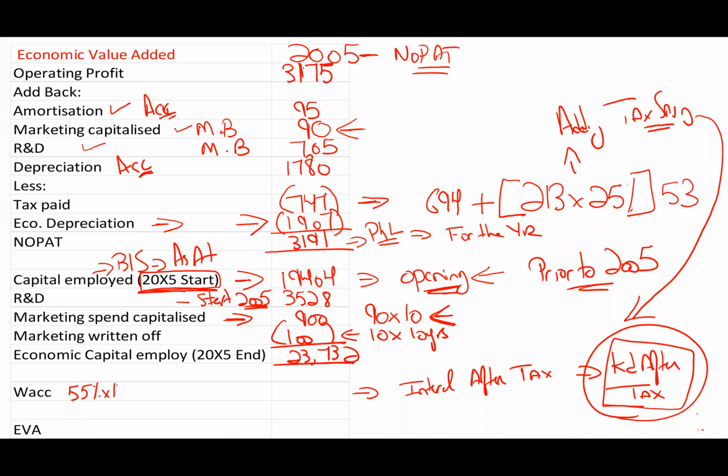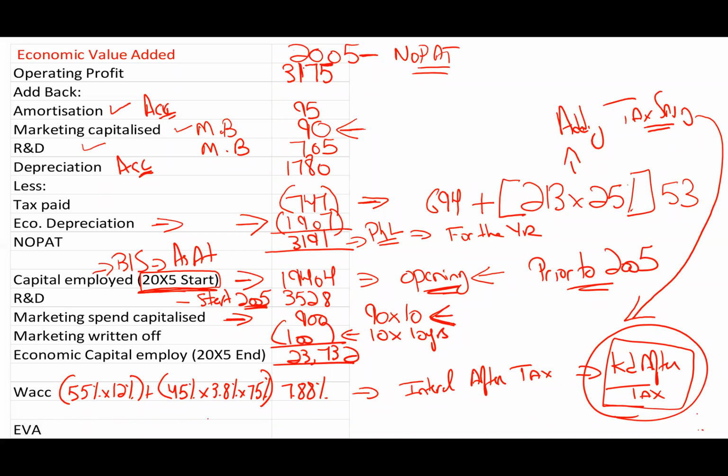55% into 12% cost of equity, plus 45% for debt into 3.8% pre-tax, multiplied by 75% to make this after tax. Okay, 25% is the tax rate, so I'm multiplying this with 75%. So the WACC is 7.88%. WACC is 7.88%, so it's the weighted average cost of capital.